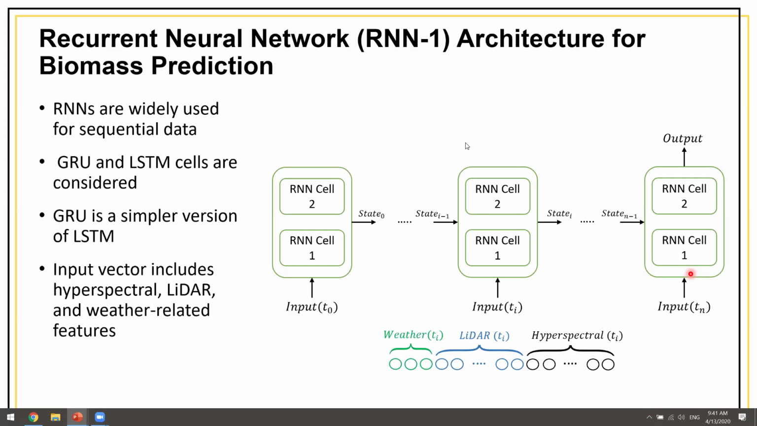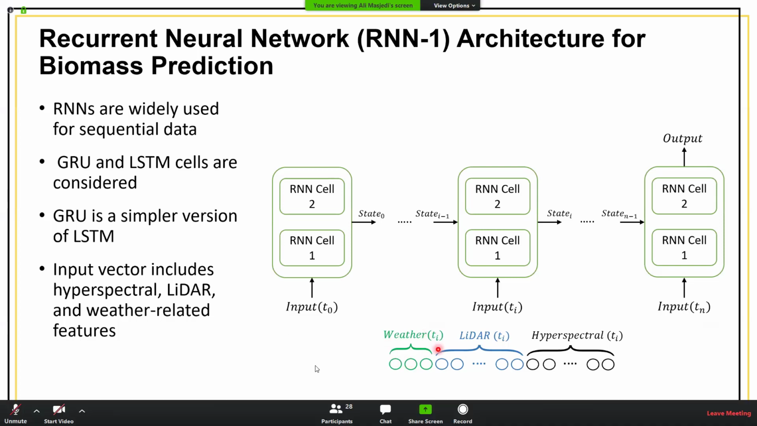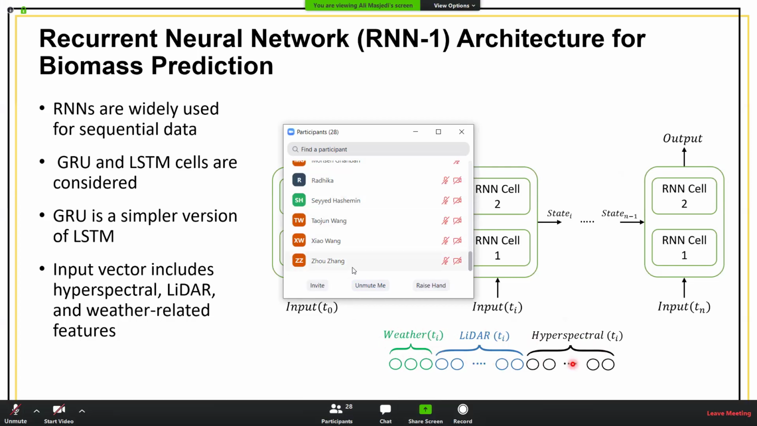So after feature extraction, we looked at having more advanced deep learning based prediction models. So we decided again to look at RNNs because we have multiple data sets in each season for each experiment. And it is important to find the relationship between these different data sets and how they impact the final biomass. So we proposed this network, which has as input weather data, LiDAR, and hyperspectral.